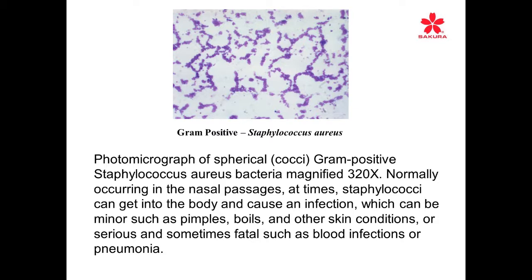Photograph of spherical cocci, gram-positive, Staphylococcus aureus, normally occurring in nasal passages. This can also be seen in skin conditions, sometimes serious because of its systemic nature. It can actually lead into blood infections and pneumonia. So once again, you can see the blue staining, and I'll give you the mechanisms of staining in a minute, but this is the crystal violet picking up on the cocci, the gram-positive cocci.